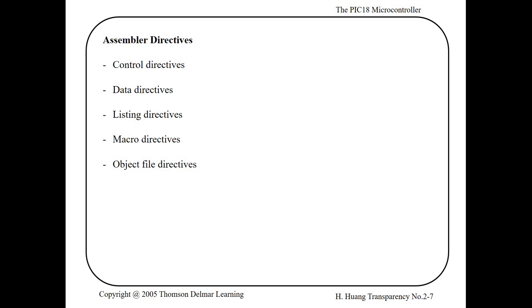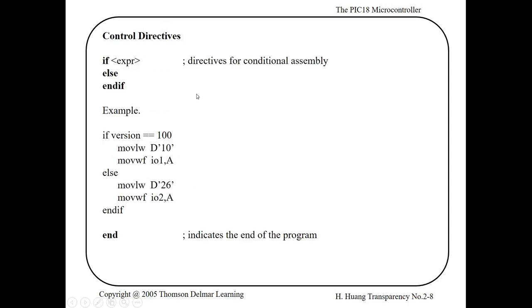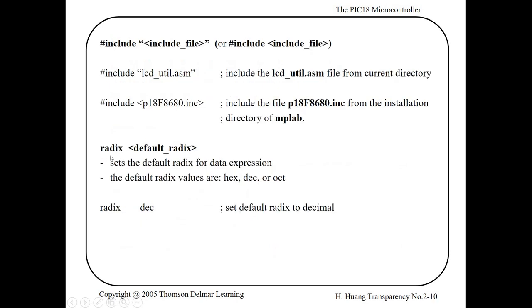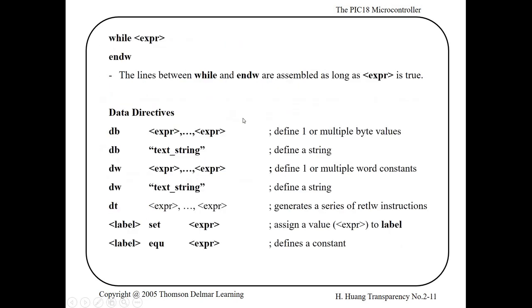So okay, we are continuing our lesson on assembly directives. In our previous lesson, we saw the control directives, and today we will see the data directives. Under the control directives, what are the directives that we have seen? We have seen the if-else, and we have seen the radix. So today we're going to go into data directives.